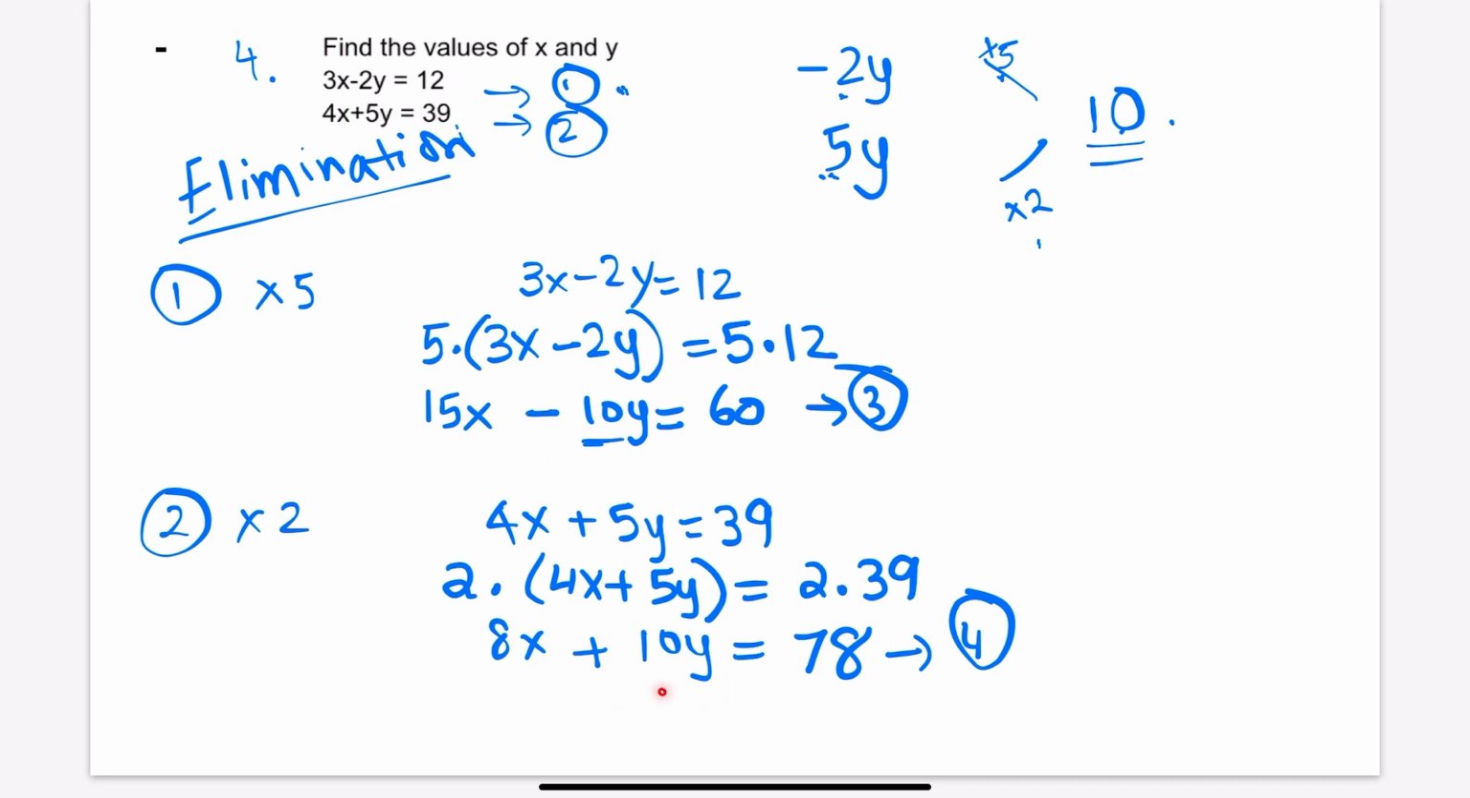Now I can simply add these two equations because 10y and negative 10y get cancelled out, they get wiped out. I will be left with only an equation in x and I can solve for x. That's the idea. Alright, so let's do that.